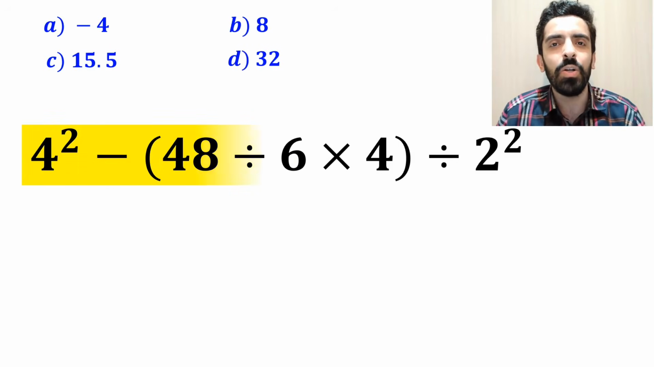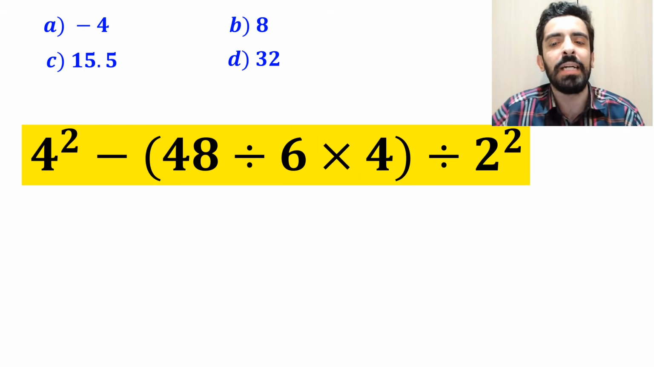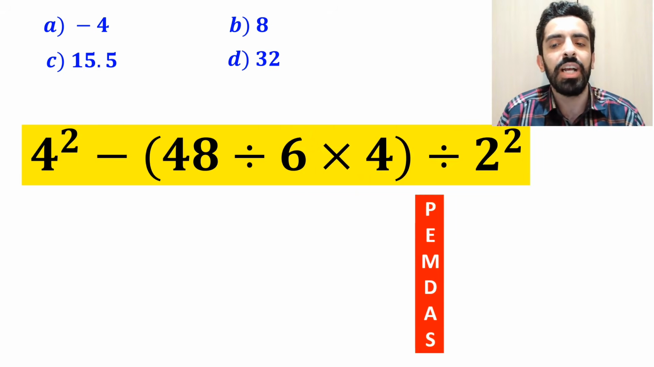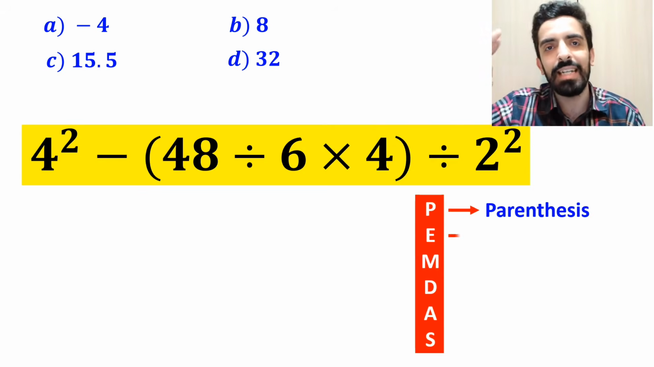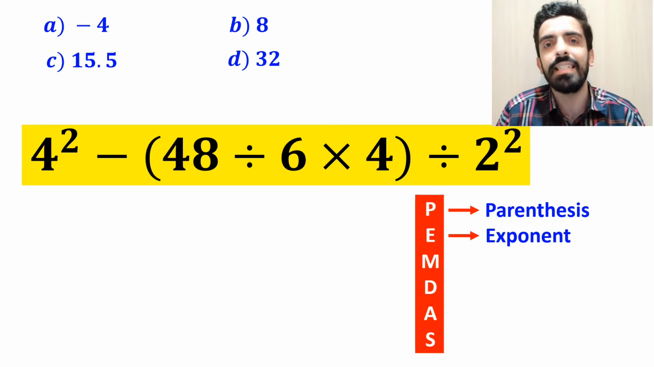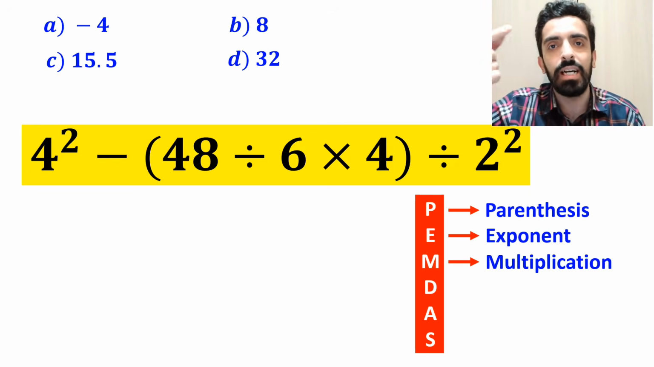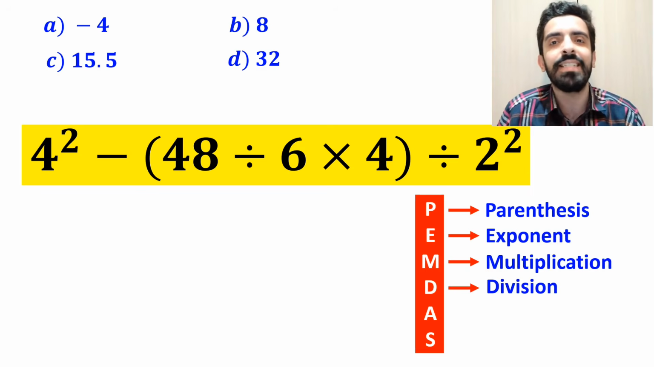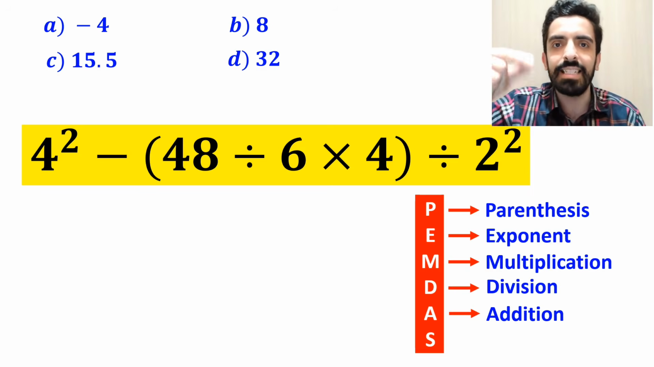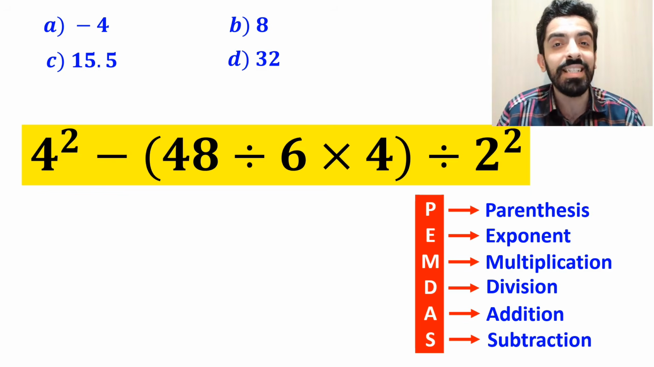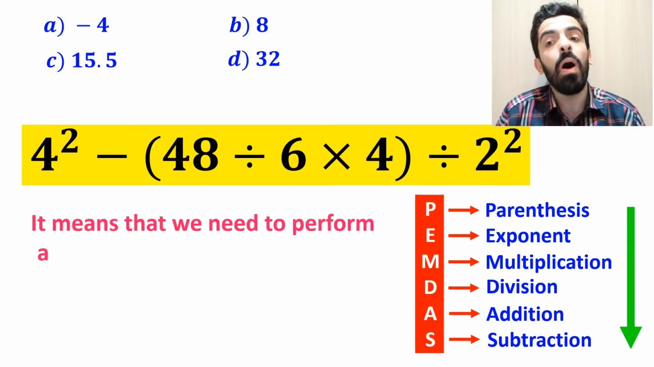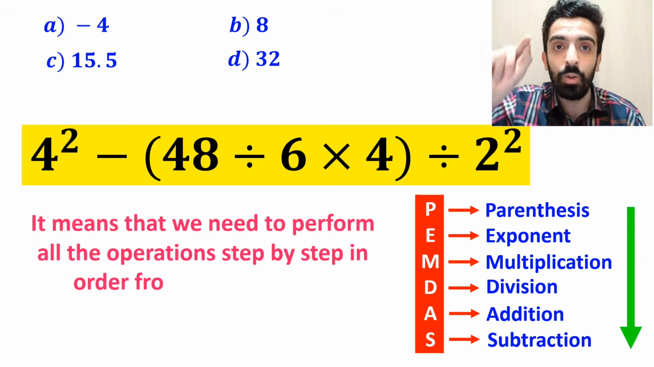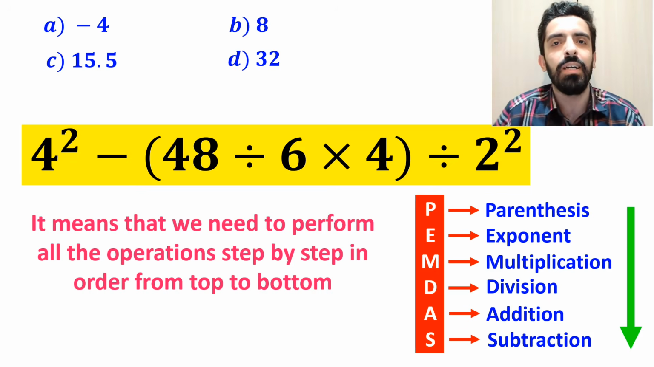Alright, now let me show you how to solve this expression properly. To solve this question, we must follow the PEMDAS rule. In this rule, P stands for parentheses, E stands for exponent, M stands for multiplication, D stands for division, A stands for addition, and S stands for subtraction. It means that we need to perform all the operations step by step in order from top to bottom.